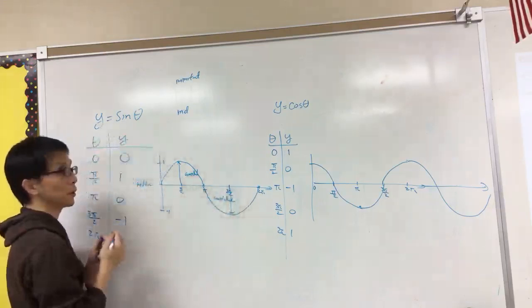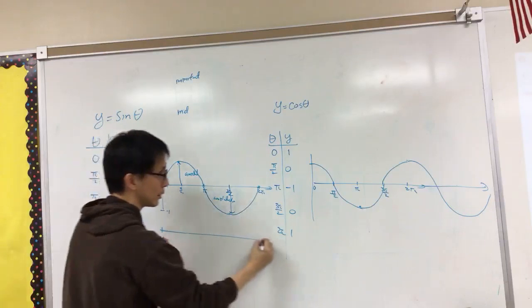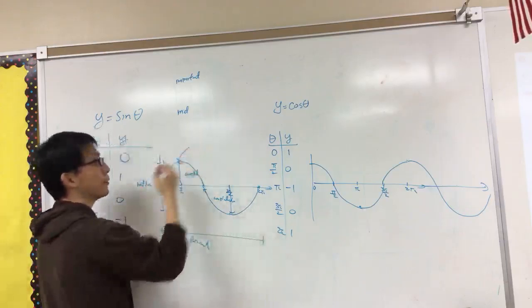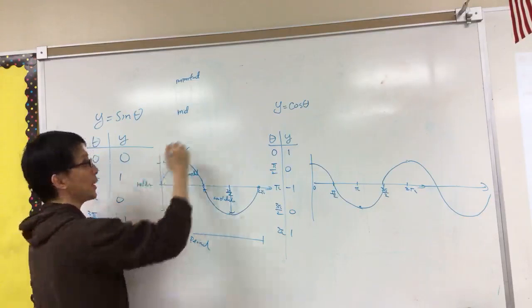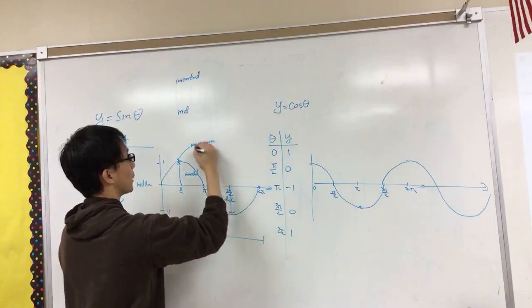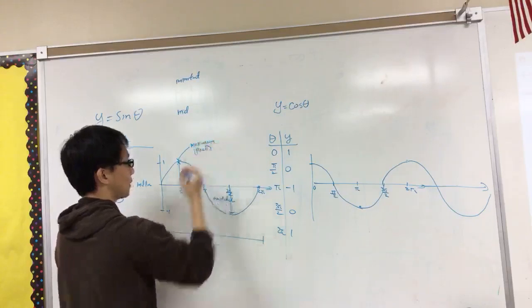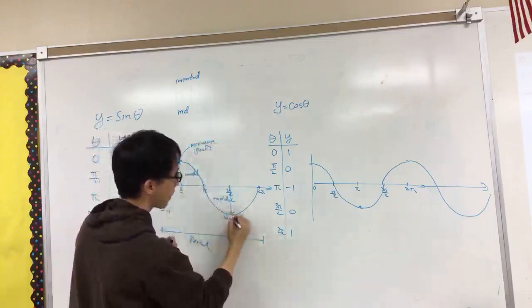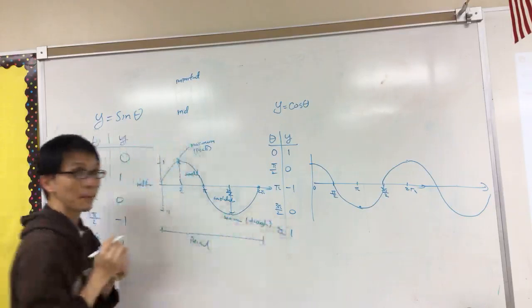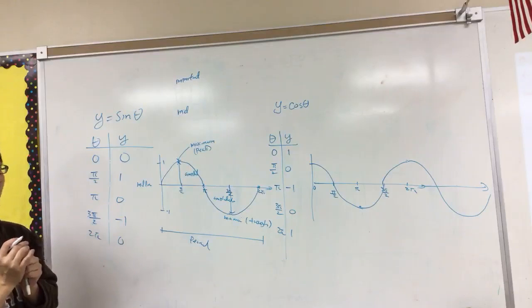What else? We also talk about period. This is a period. There's another name for here, what is it? Peak or maximum, right? Or peak. A minimum or trough. Does that make sense? Did we talk about this yesterday?